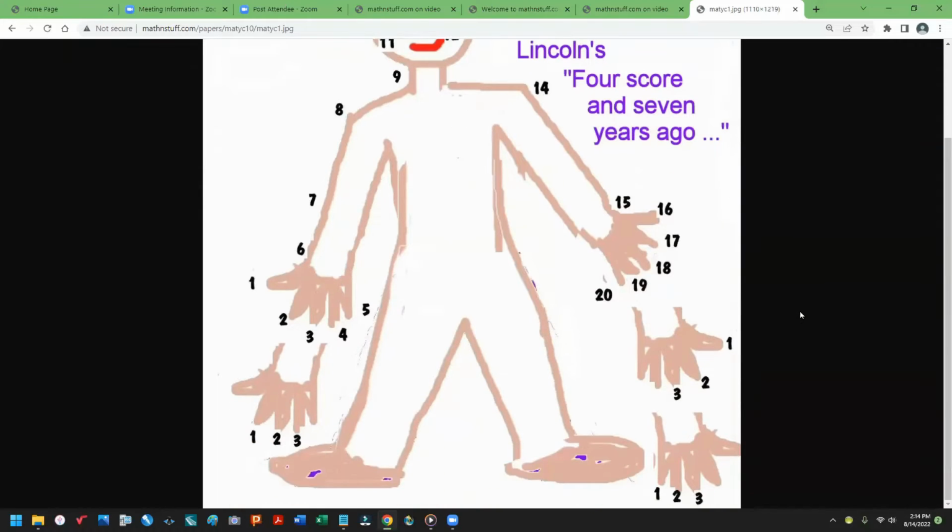You'll notice on this hand, the numbers are 1, 2, 3, 4, 5. But on this version, the thumb is not included. That's used as a pointer for counting the pads on the fingers. 1, 2, and 3. Here, 1, 2, and 3. And down here, 1, 2, and 3 the other way.